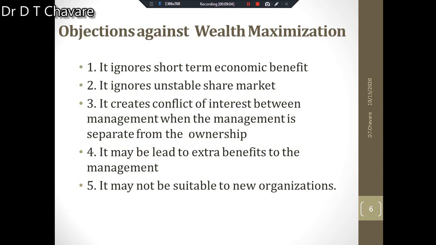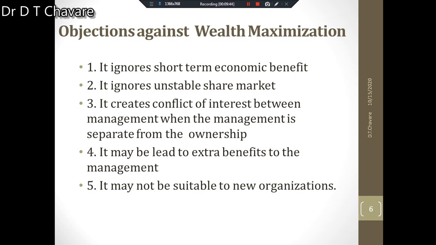Then another objection is that it creates a conflict of interest between management and ownership when management is separate from the ownership. It means that there may be a possibility of conflicts between management and ownership if management is separate from the ownership, and such an objection is also taken against wealth maximization. Then the next objection we have to understand is that it may lead to extra benefit to the management.